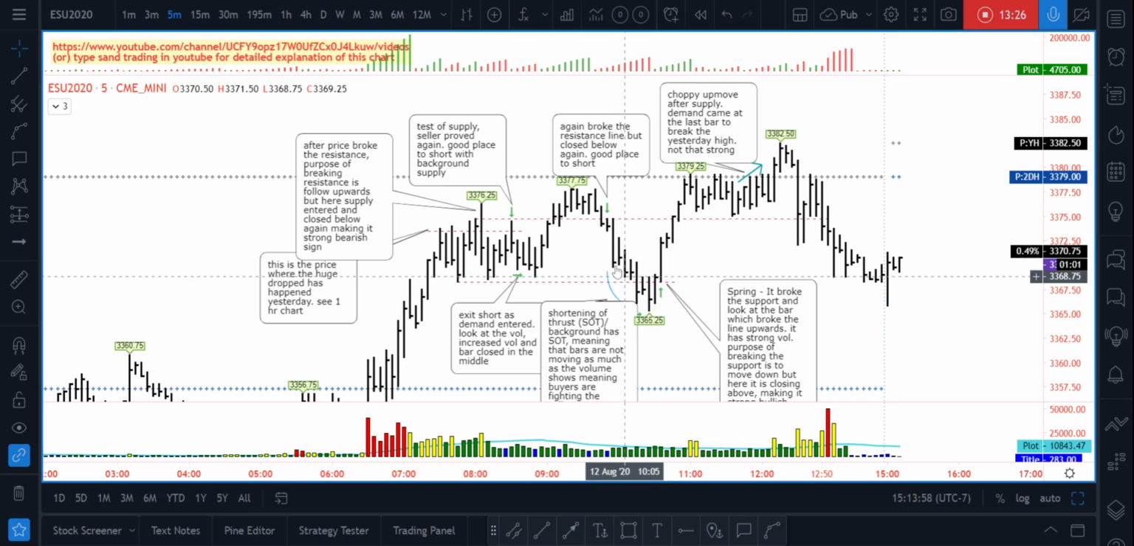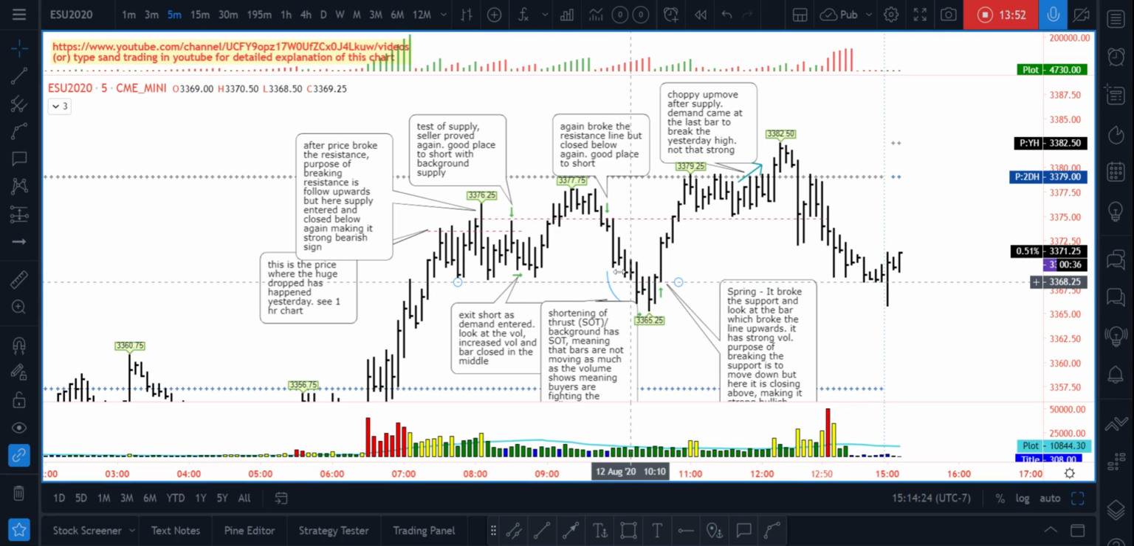Shortening of thrust is, see, these bars, right? This bar closed from here to here, from here to here. So this is a good movement every time. But as it starts, see, the movement is only this much. The movement is only this much. Right here also, see the movement. This is only this much, this much, this much. So the movement is shortening, basically. It is not going rapidly down. So that is called a shortening.